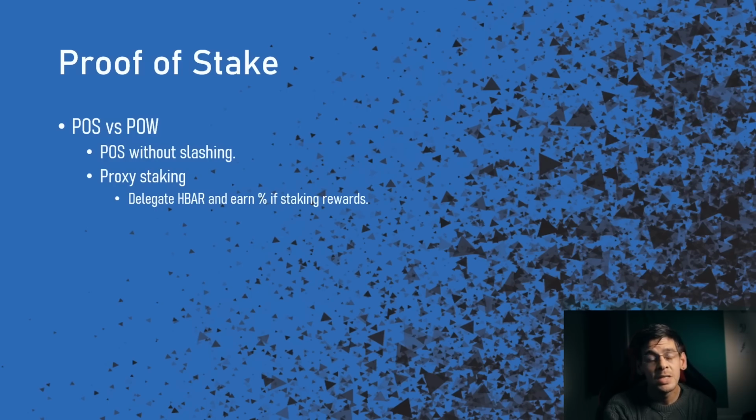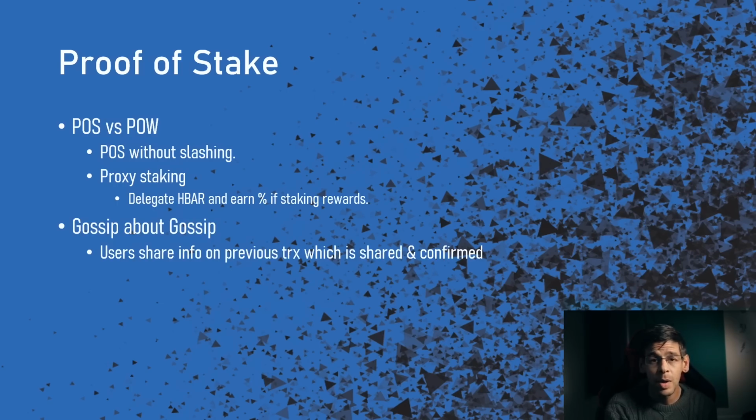One thing about Hedera's iteration of proof of stake is that they are not utilizing slashing as a form of on-chain punishment. Also worth noting is the concept of proxy staking, and this is where you can delegate your HBAR to a node and allow that node to stake your HBAR, and in return you will receive a percentage of the profits made from maintaining the network. It uses a gossip about gossip protocol. This is where users will share information on the previous transactions and that will go forward and is then confirmed.